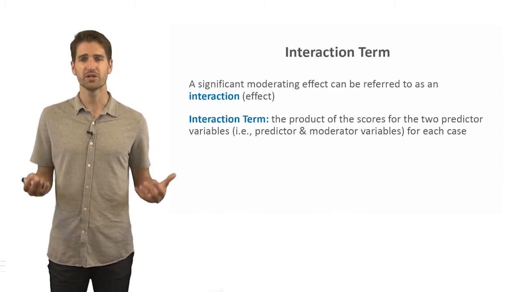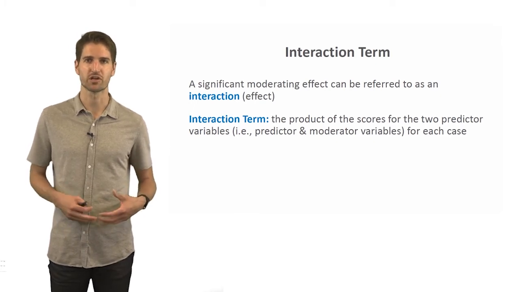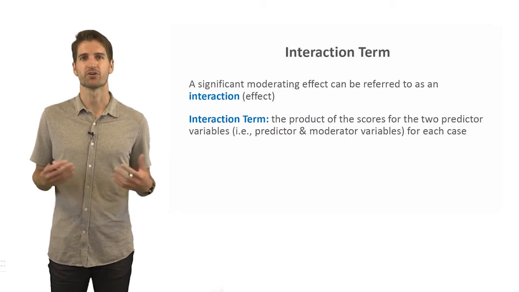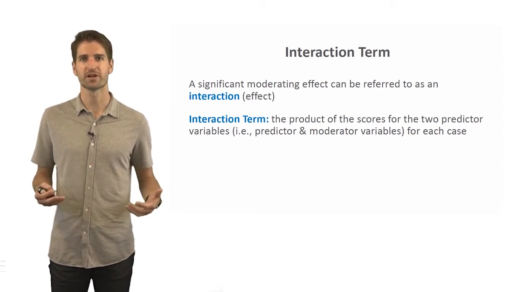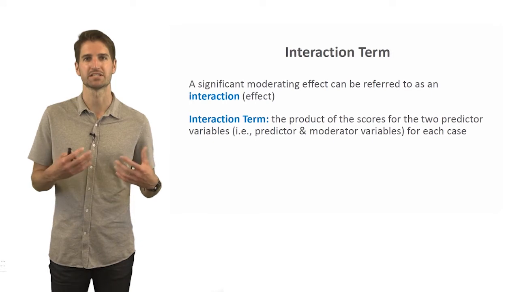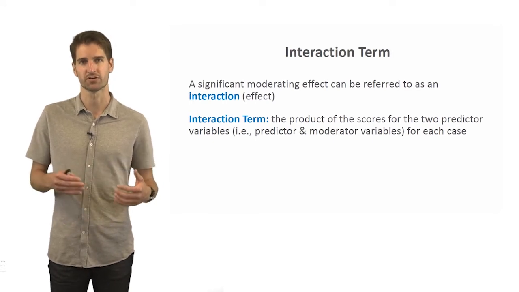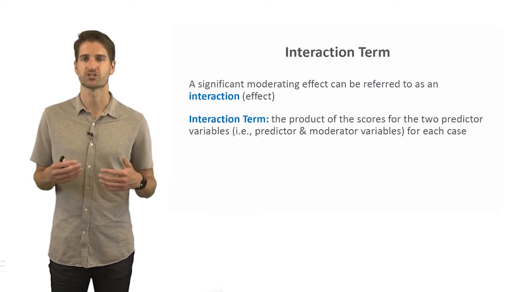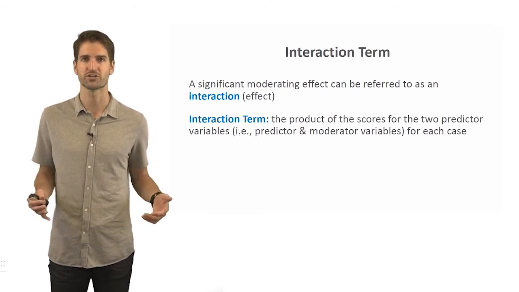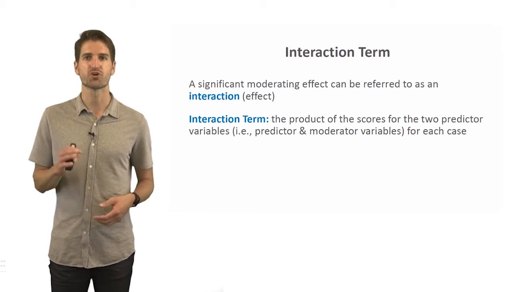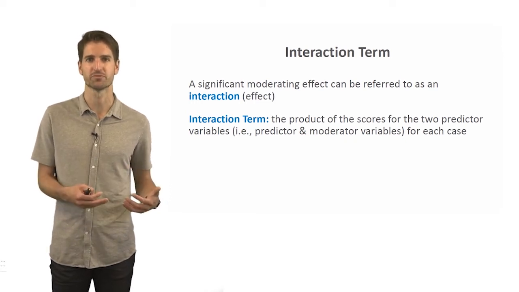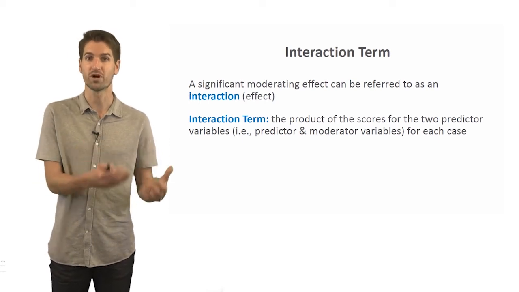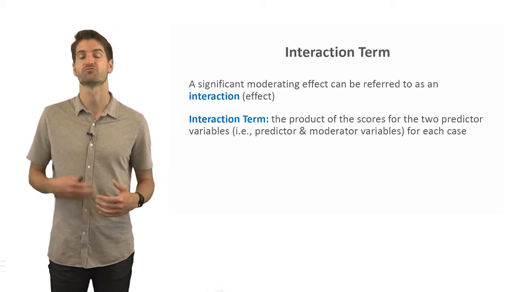So when you hear moderated multiple linear regression, you hear that term moderator, well, also think about this term, interaction. So a significant moderating effect can be referred to as a significant interaction, sometimes called an interaction effect. Now, specifically, an interaction refers to an interaction term in the context of multiple linear regression. Now, an interaction term is the product of the scores for the two predictor variables for each case. In other words, it's the product of the scores for one predictor variable and one moderator variable for each case.